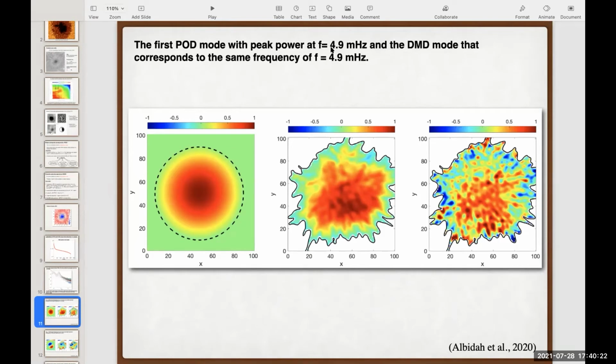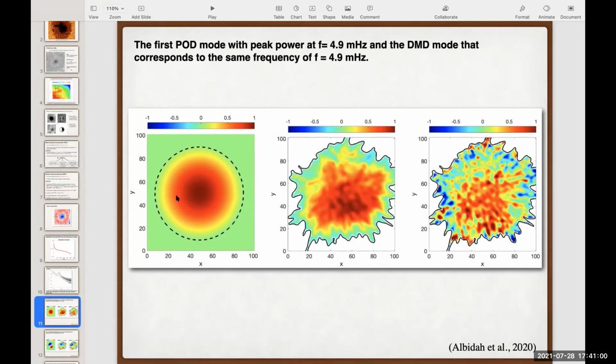But the challenge with DMD is that it has no physical meaning and does not rank the modes. So we try to find the DMD mode that is close to that peak. Here we have found a DMD mode corresponding to a frequency of 4.9 millihertz, and it corresponds to the peak of this POD mode. It can be seen by eye that they are correlated to each other and have their peaks at the center.